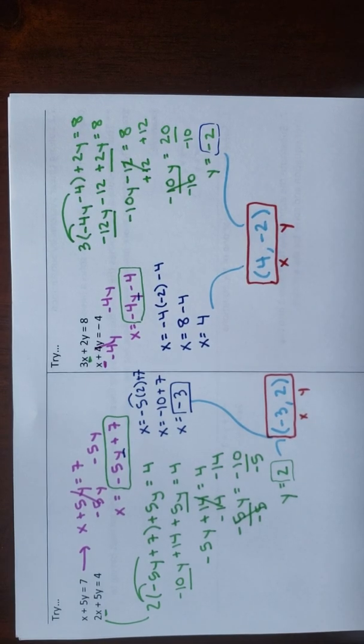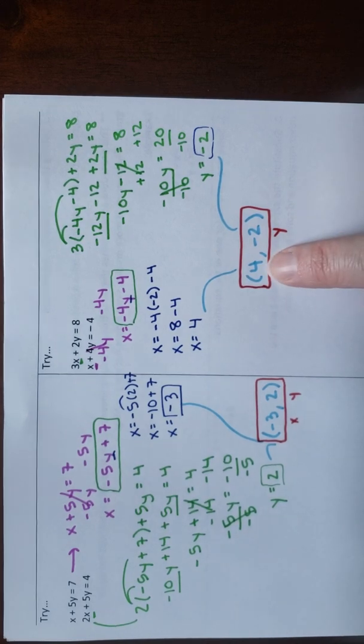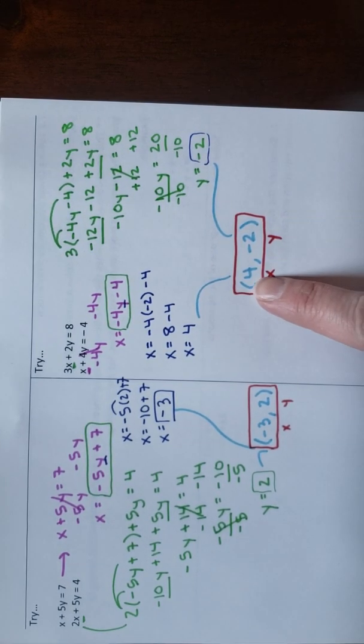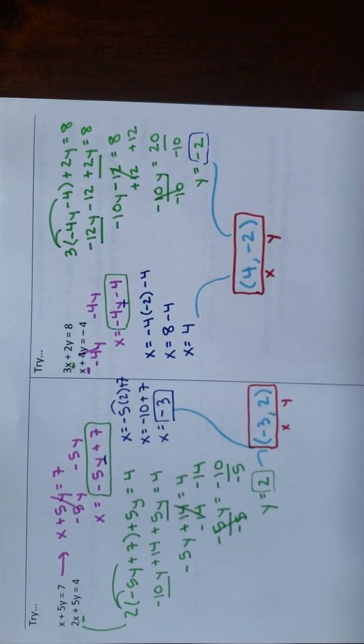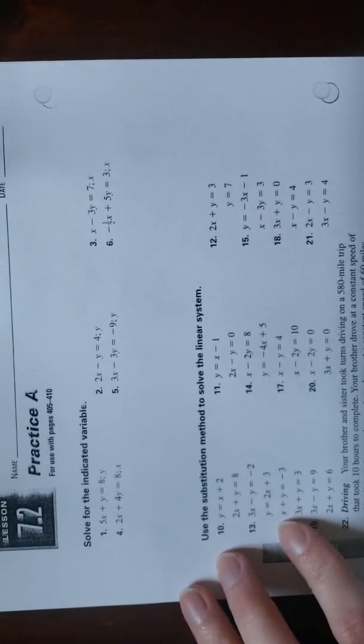Look at all these numbers. Do you know these numbers? What's that number? That's not an X. What's that number? I don't know. Oh, yes, you do. What is it? How old are you going to be soon? 4. There you go. You know those numbers.